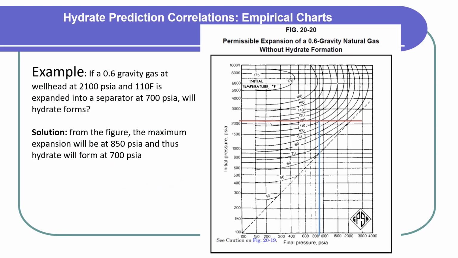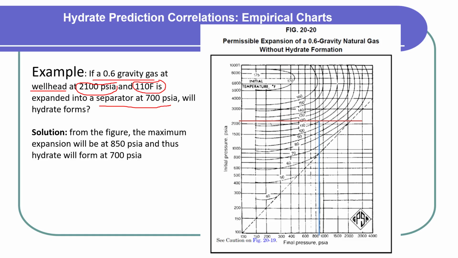So let's have a look at this example. This is another good example of how to use what we call the permissible expansion for the gas. Sorry. So you have a gas that has a specific gravity of approximately 0.6, and the gas has an initial condition of 2100 psi and 110 Fahrenheit at the wellhead. The gas will go from the wellhead to a separator, and once it enters the separator, the pressure will be reduced to approximately 700 psi.